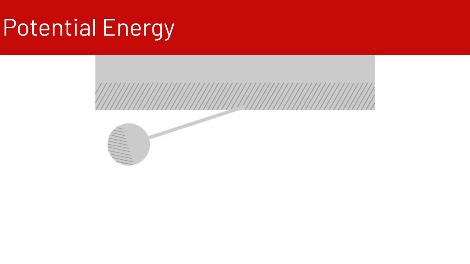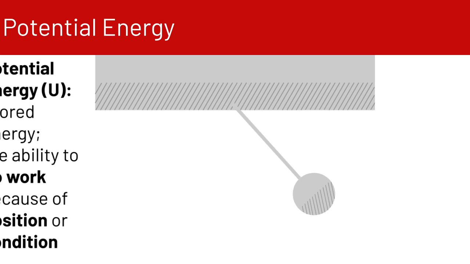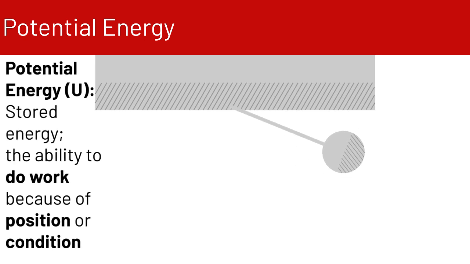Let's look at potential energy. Potential energy, U, is stored energy, or the ability to do work because of position or condition. Here we see the pendulum swinging back and forth again, and this is a good example of gravitational potential energy to start with.